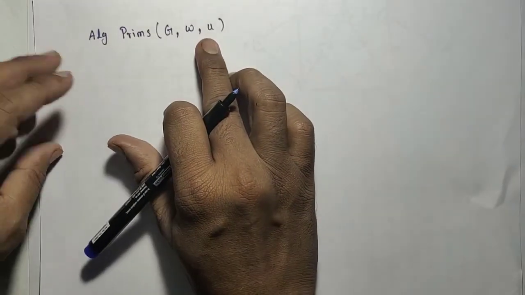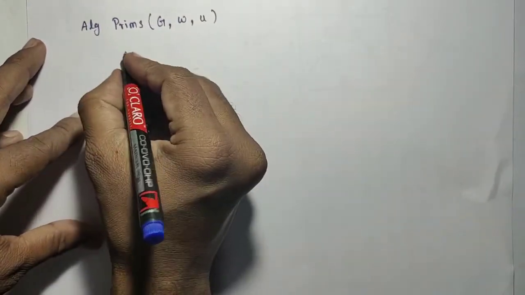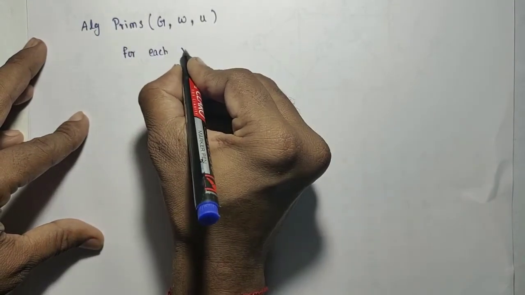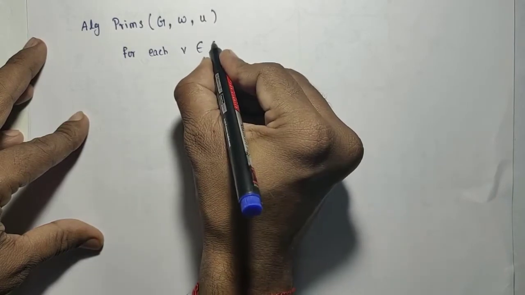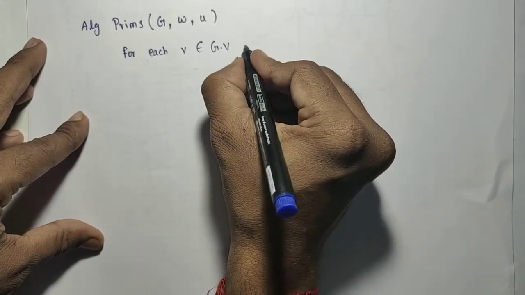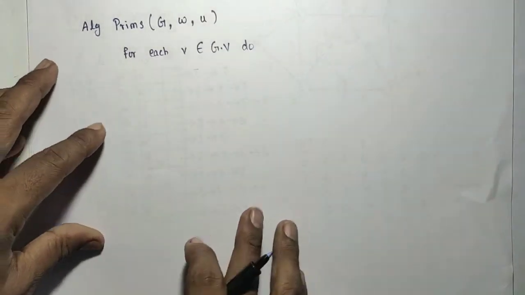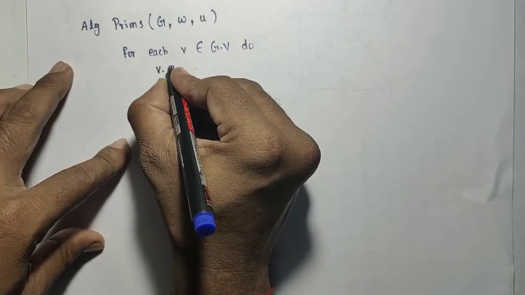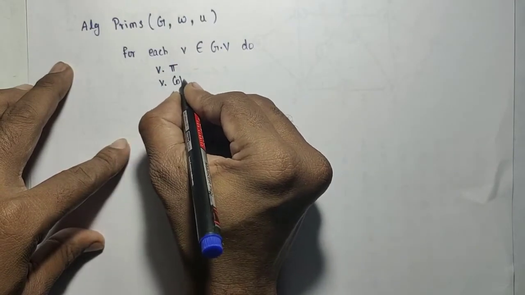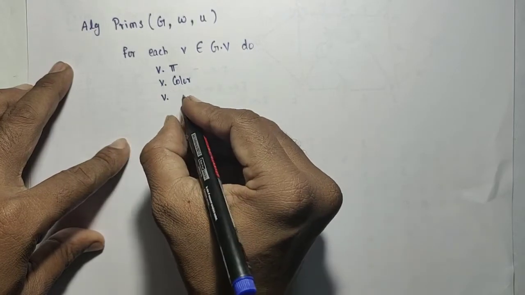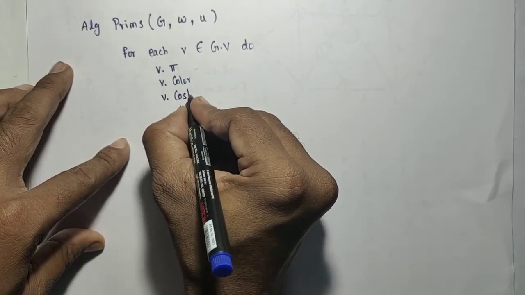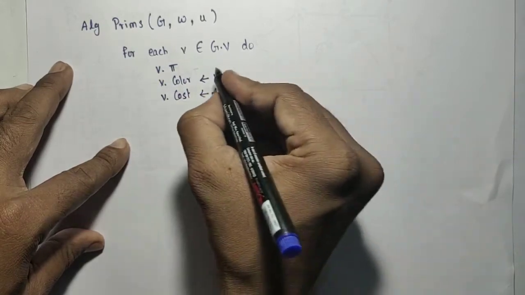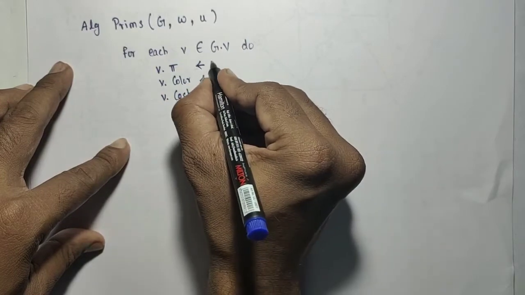This U is the starting node. So now we can use for each v belongs to G.V, do the following. For each vertex you just do the following. I need to fill v.parent, v.color, and v.cost. Cost is infinity, and then color is white, and the parent is nil.